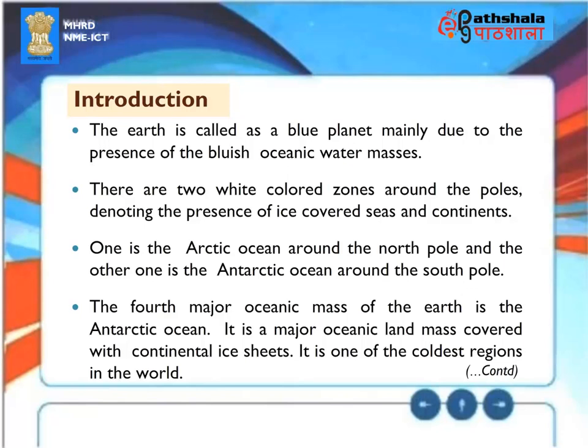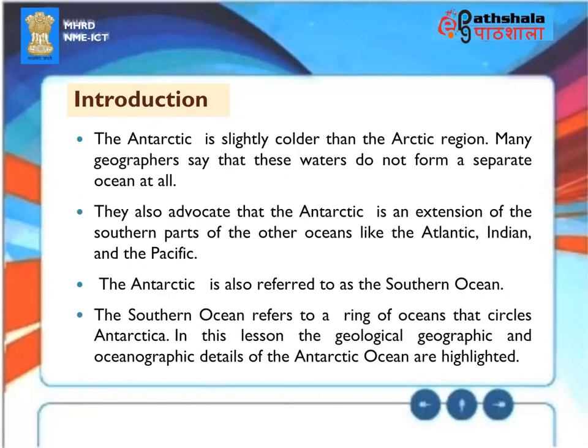It is a major oceanic landmass covered with continental ice sheets. It is one of the coldest regions in the world. The Antarctic is slightly colder than the Arctic region.